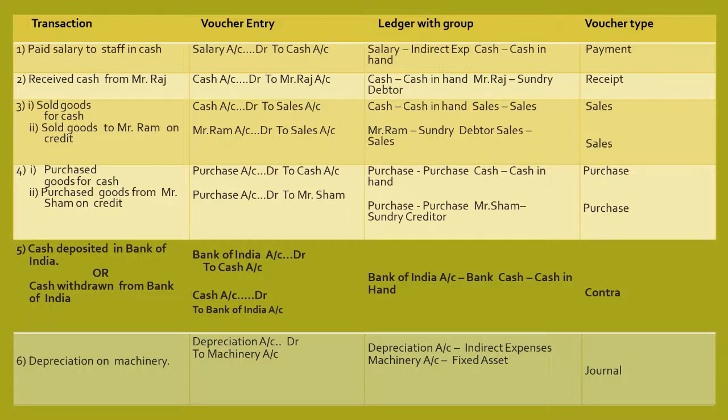Next one is purchased goods for cash as well as purchased goods from Mr. Sham on credit. So here purchase account is debited to cash account and purchase account debited to Mr. Sham account. In both these transactions, the purchase voucher type is used because we see the word purchased over there.